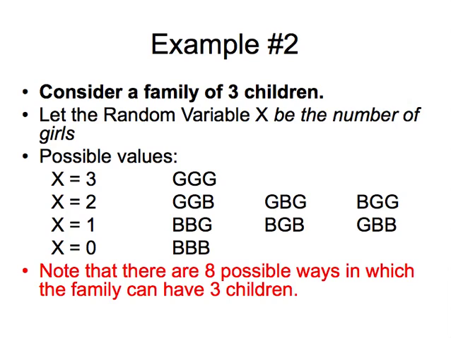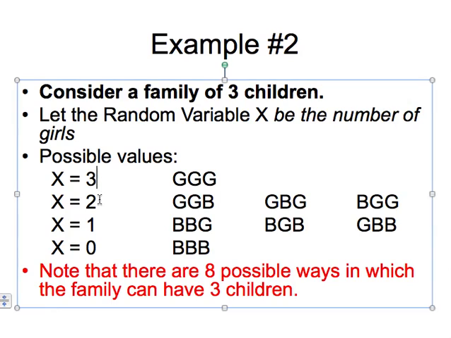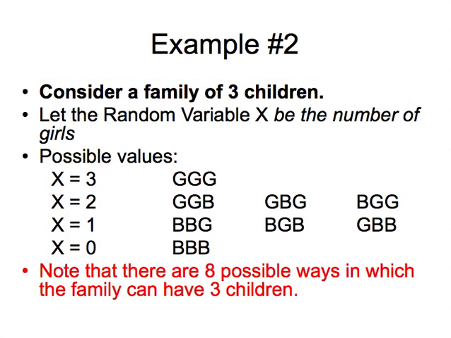Now, the slide indicates the possible ways in which we can have this. For us to have 2 girls, it could be the first one was a girl, second one was a girl, last child was a boy, or it could be girl, boy, girl, or it could be boy, girl, girl. Similarly, if x is equal to 1, that is 1 girl, it could be boy, boy, girl, or boy, girl, boy, or girl followed by 2 boys. Note here that there are 8 possible ways in which the family can have 3 children.